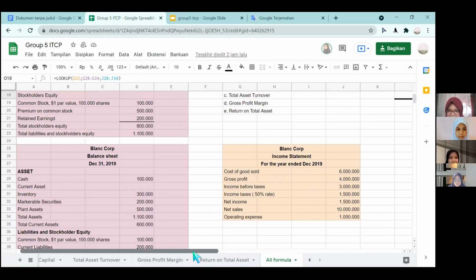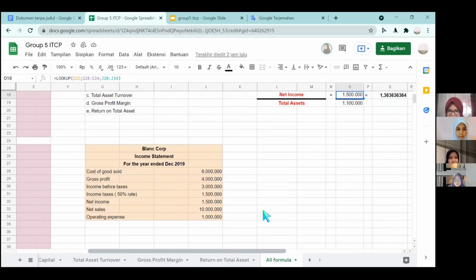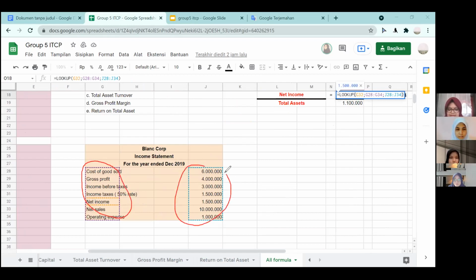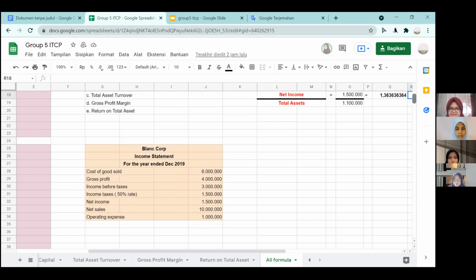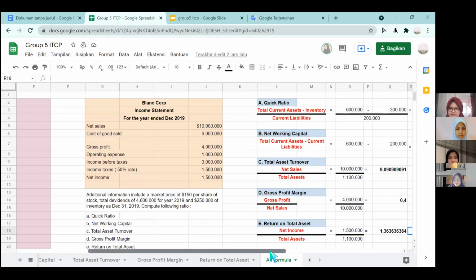click the cell that we're looking for, then semicolon, then block the data vector, semicolon again, then block the data that show the result, and here it is. And then we also apply the lookup formula for the other calculation in Excel. I think that's all from me.